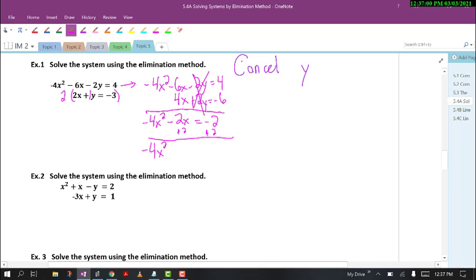Negative 4x squared minus 2x plus 2 equals 0. Notice I didn't add the 2 with the negative 2x or the negative 4x squared. They're not like terms. Don't do that. So now we need to solve this. Several different ways, but I think the most prevalent and probably the most important method is factoring.